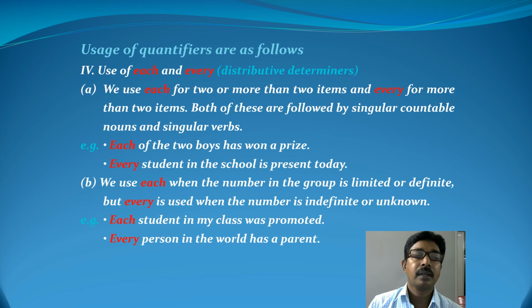Now, let us see the use of each and every. Each and every are distributive determiners. We use each for two or more than two items and every for more than two items. Both of these are followed by singular countable nouns and singular verbs. For example, each of the two boys has won a prize. Every student in the school is present today.